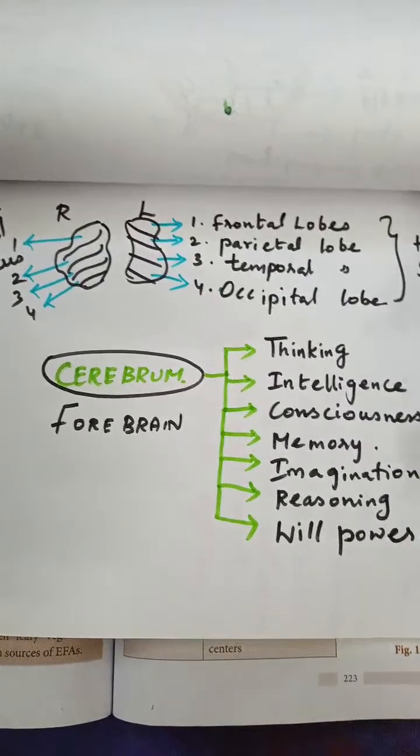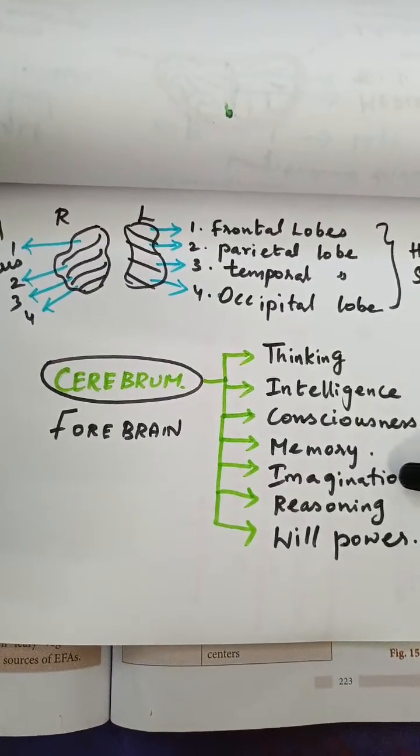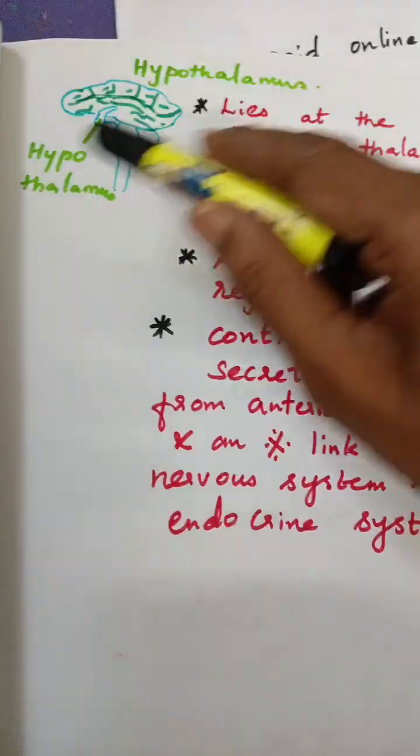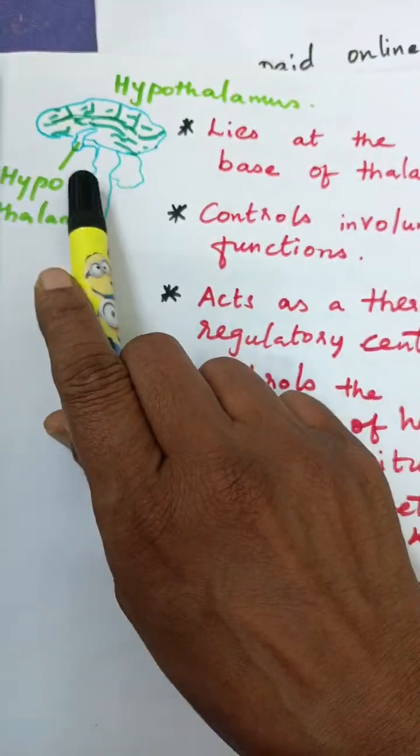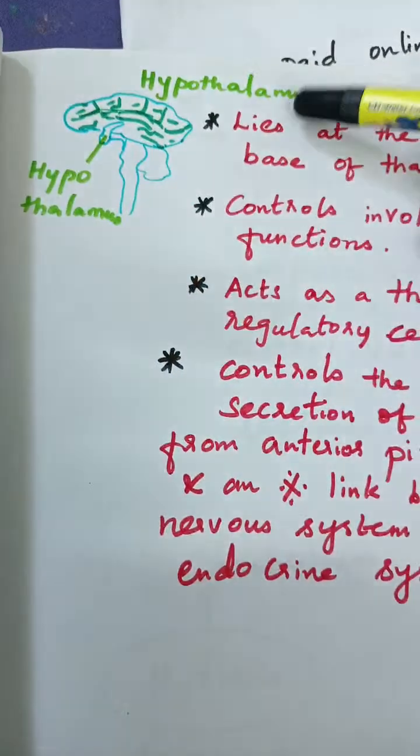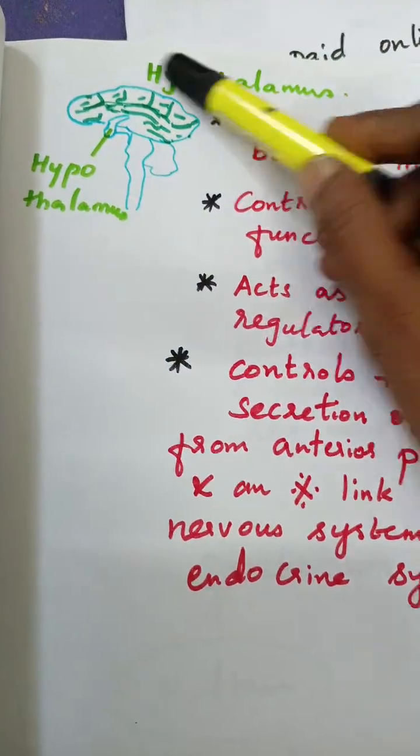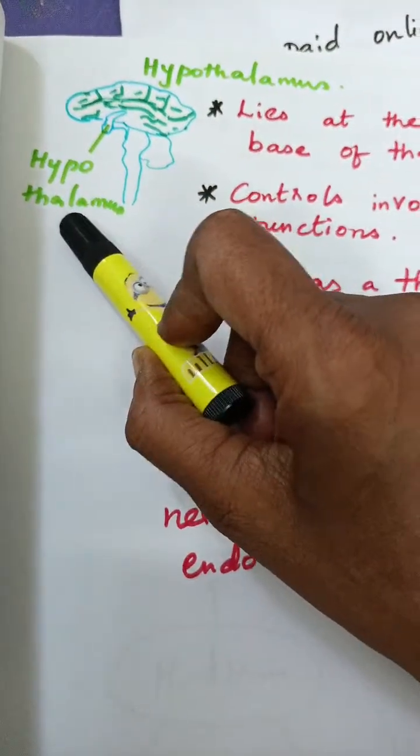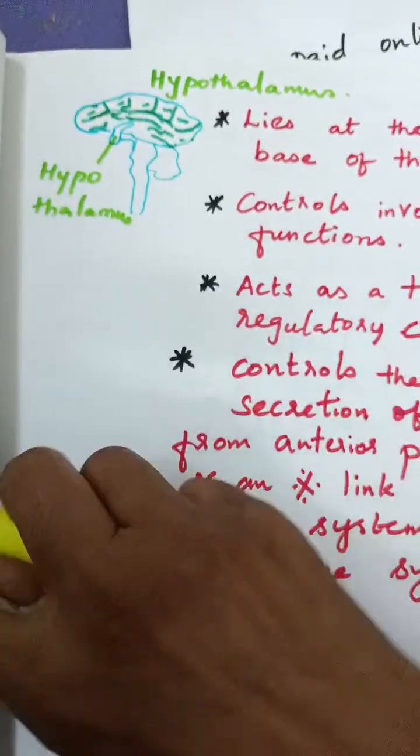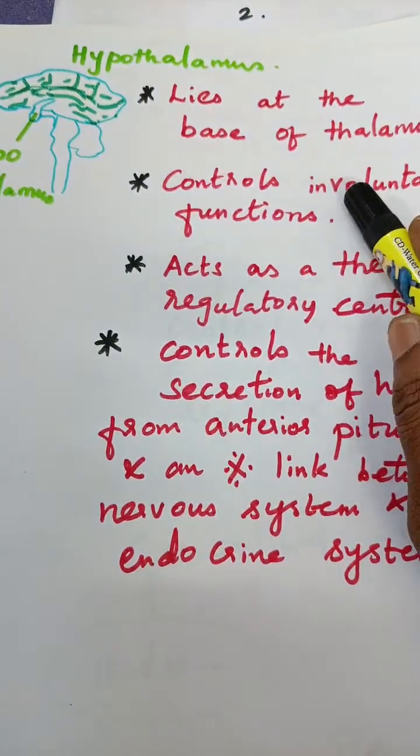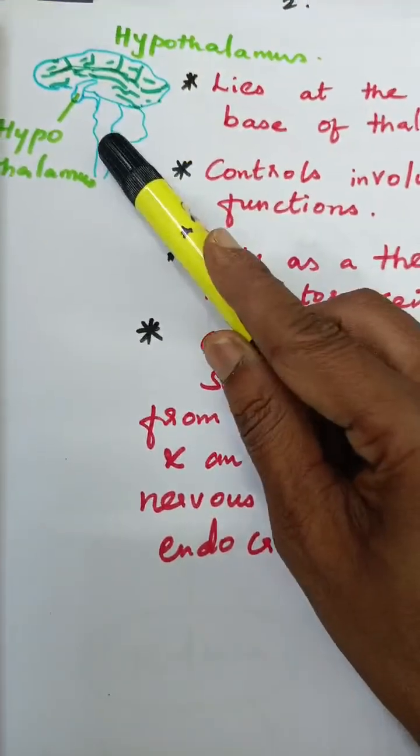Next we are going to see about the hypothalamus. What is the hypothalamus? Where is it present? It lies at the base of the thalamus, I told you. For each and every part I have given the brain structure and then pointed to only that part so that you will understand better. So now in this I have pointed only the hypothalamus. It lies at the base of the thalamus.